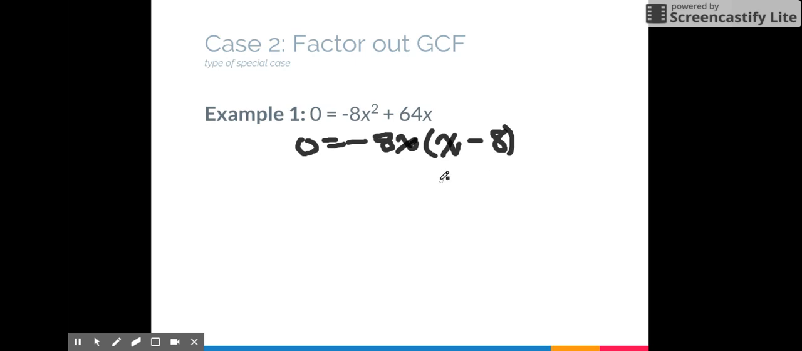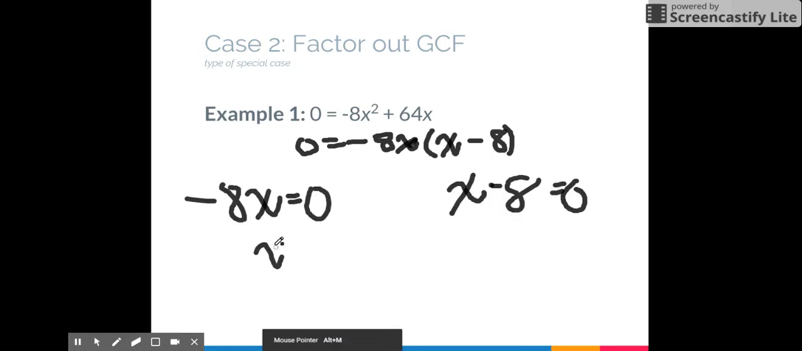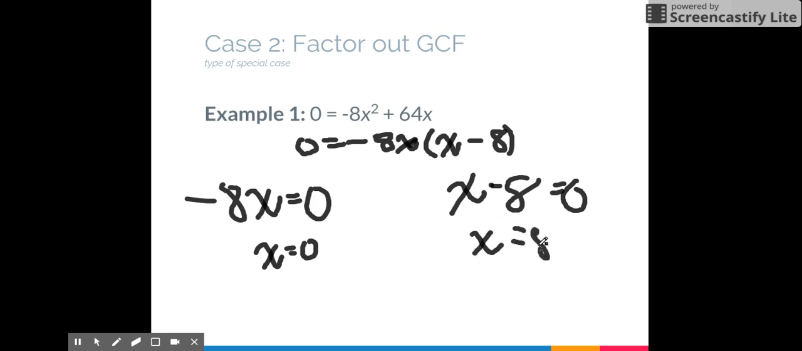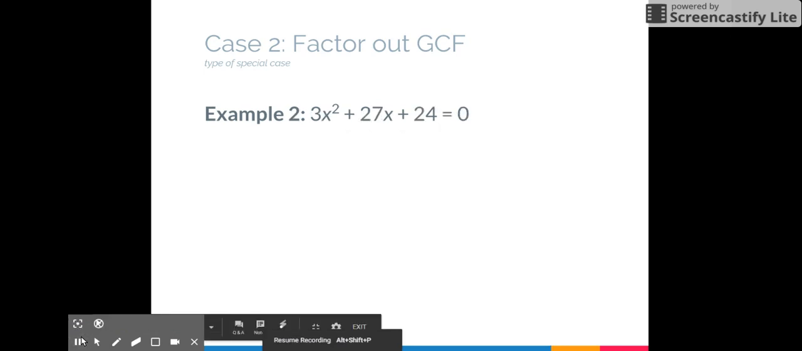So now you just need to take your two factors, set them equal to 0 to be able to solve for x. So I can divide both sides by negative 8, and I'm left with x equals 0. And then over here, I just add 8 to both sides, and I get that x is equal to 8. And that's our special case.